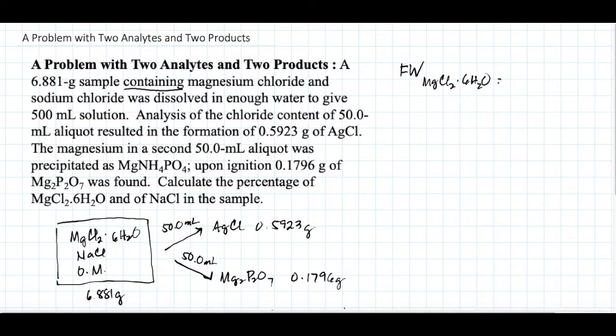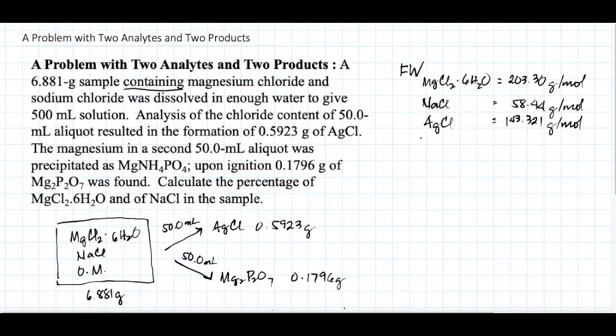Of course, you can calculate this. This is about 203.30 grams per mole. Next, you have sodium chloride, and this is 58.44 grams per mole. We also need to know the formula weight of silver chloride, and this is 143.321 grams per mole. Then finally, you have your magnesium pyrophosphate. That is 222.551 grams per mole.